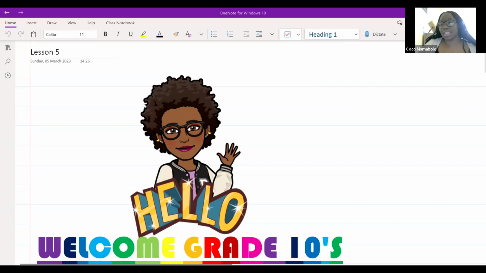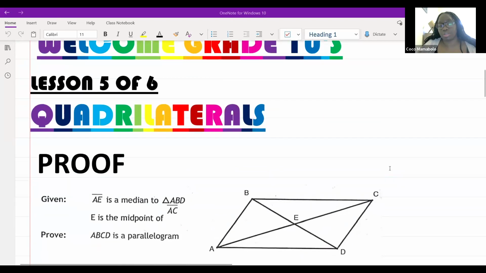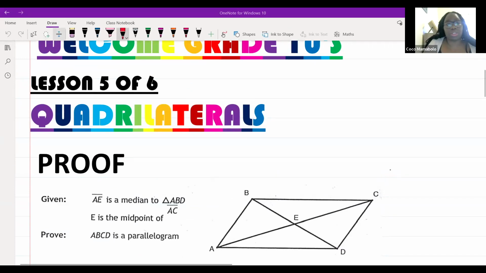Let's get into today's lesson. I hope everybody's ready. We are going to be doing a quick proof of quadrilaterals, right? And this is a proof that we've already done before. So we are going to talk about how we need to prove something.